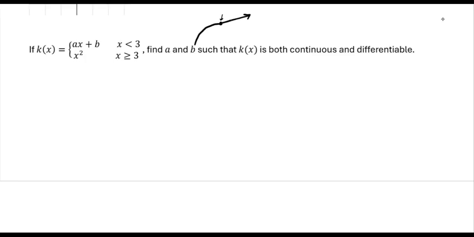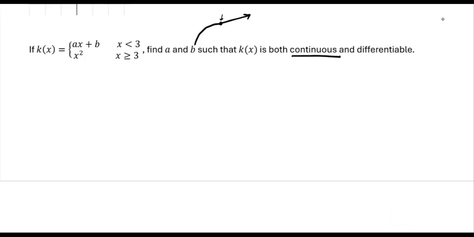There is a smooth transition from one derivative to the other. So what we're asked to do in this problem, this is our last problem, is: if k of x is a piecewise function, let's say it's linear, ax plus b when x is less than 3, but then it changes to a quadratic x squared when x is greater than or equal to negative 3. Find a and b so that it's both continuous and differentiable. Let's do the continuous first.